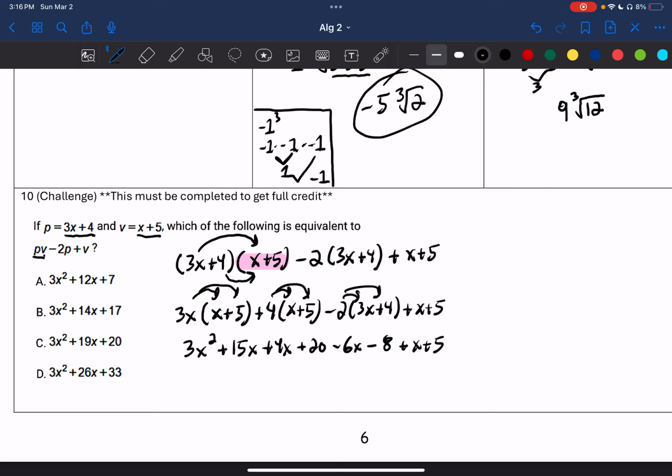Now we need to combine like terms. So for x squared, we only have this one x squared term, so we're going to have 3x squared. For x's, we have 15x plus 4x minus 6x plus another x. So 15x plus 4x, that's going to give us 19. 19 minus 6 is going to give us 13. 13 plus 1 is going to give us 14x. And now we want to do the same thing with our constants. So we have 20 minus 8 plus 5. 20 minus 8 is going to give us 12, plus 5 is going to give us 17. And thankfully, that's an answer. So I think we did it right.